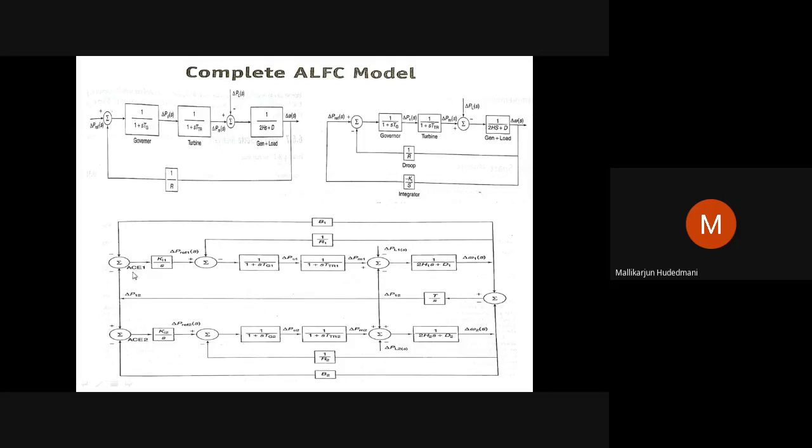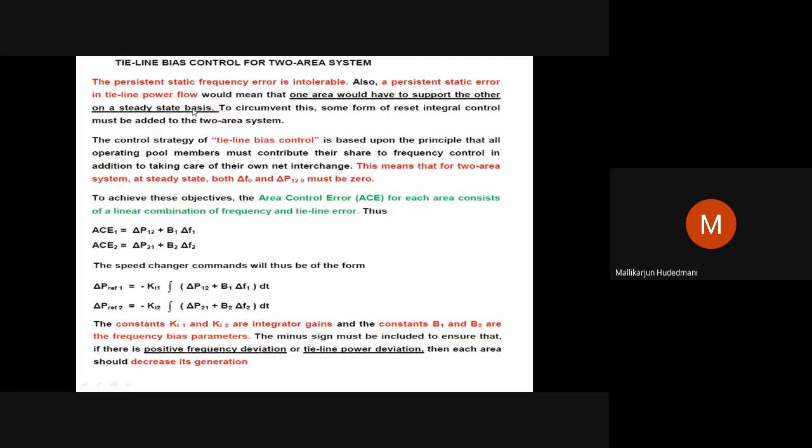Let's see once again how this is understood still better. I have another way of representation. Tie-line bias control for 2 area. The persistent static frequency error is intolerable. This I have taken from Dr. Jagadishan's presentation slide, which is one of the power system operation and control textbook presentations. I have picked it, so it's available on the net.